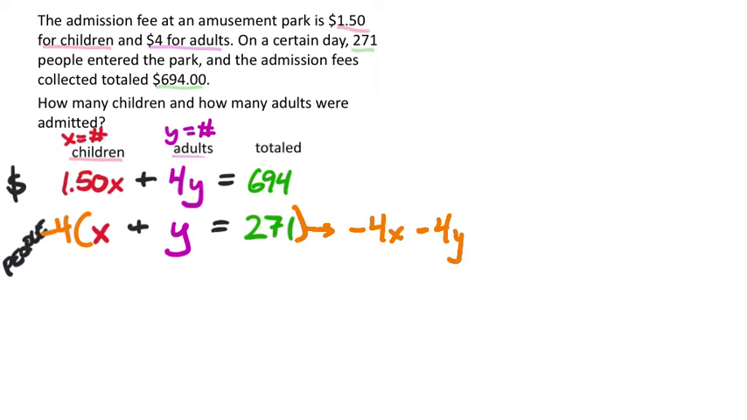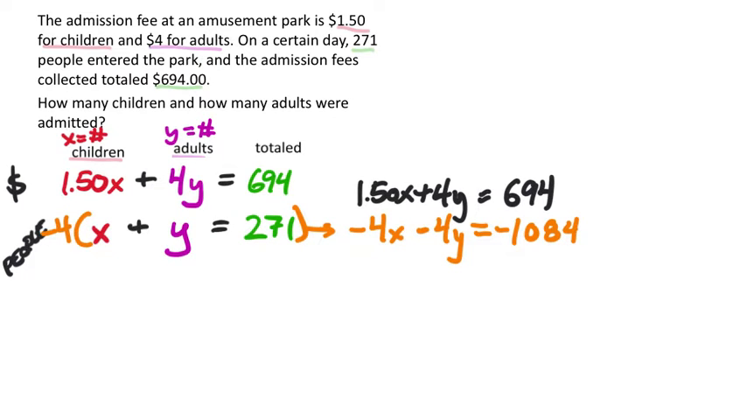And then using my calculator, I've got negative 4 times 271. Enter, and I get that equals negative 1,084. Okay, so it's going to equal the equation there at the top. That's just 1.50x plus the 4y, and this equals 694. And we can see just the way this sets up, right, because we have the x's, y's, and constants all lined up. The y's are opposite coefficients, so that means they will actually zero out.